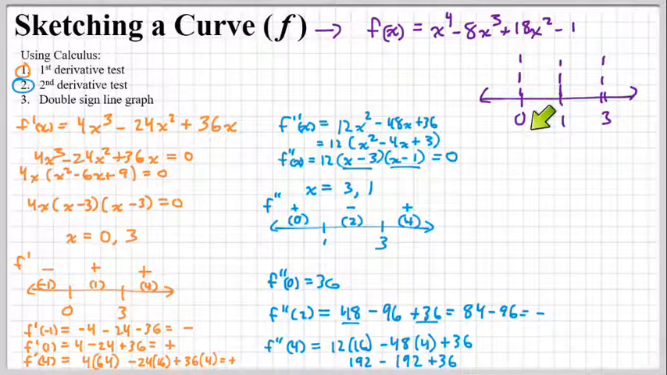So let's go first in our interval before 0. Before 0, our first sign is going to be negative. So that means we're decreasing on our curve.